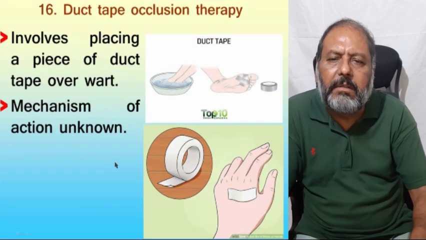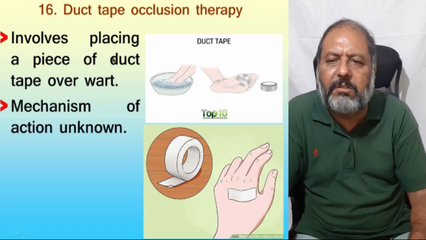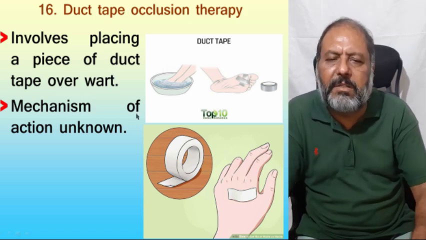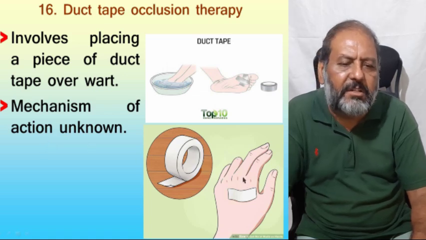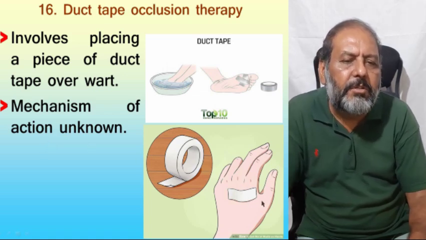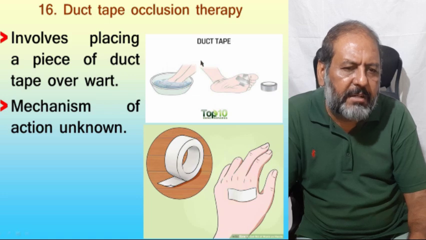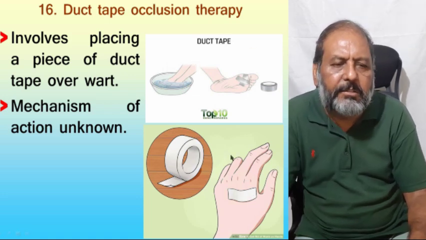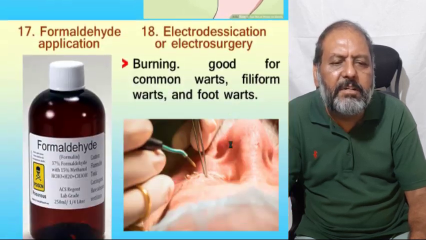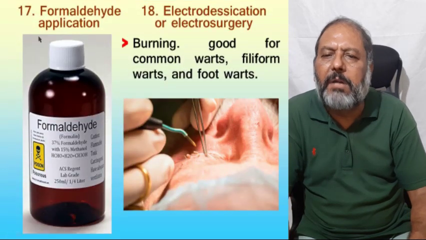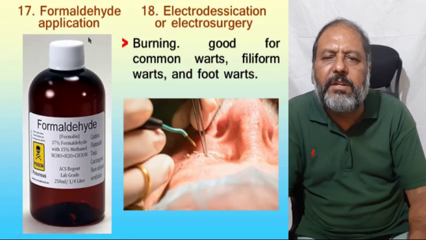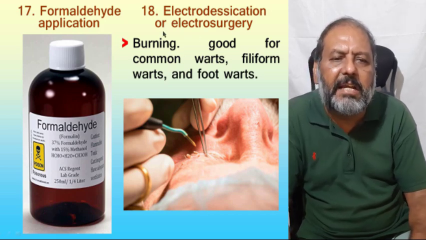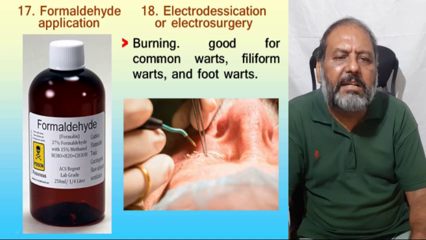Number 16 modality is duct tape occlusion therapy. It involves placing a piece of duct tape over the wart. Mechanism of action is unknown, but it has been used in the past, and the duct tape applied on the wart can also make the wart disappear. Now the 17th treatment is formaldehyde application, and 18th treatment is electrodesiccation or electrosurgery.